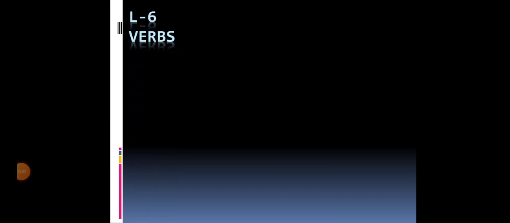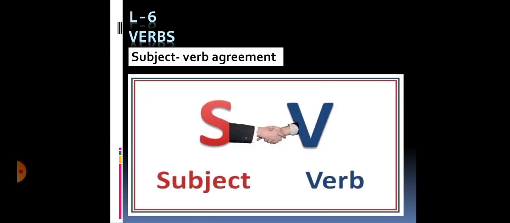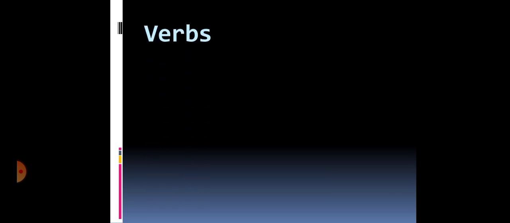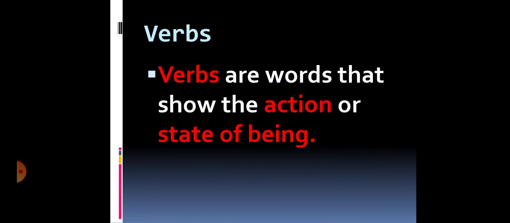Lesson 6: Verbs. Subject-Verb Agreement. Verbs. Verbs are words that show the action or state of being.